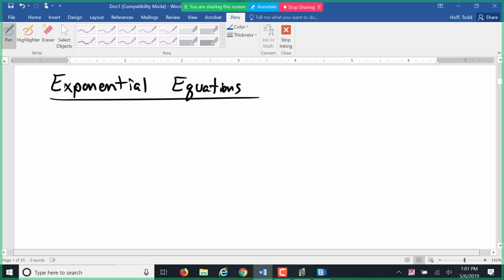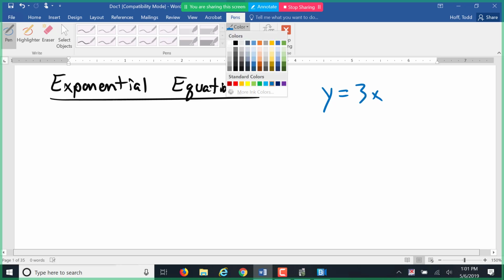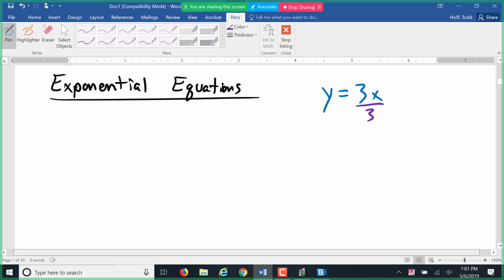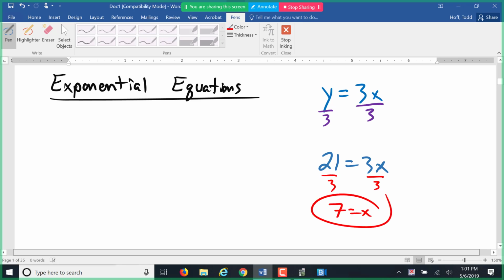Remember, when we solve an equation, if I had y equals 3x, the way we solved that was we divided by 3, right? In fact, it doesn't even have to be y equals 3x. It could have been a number, 21 equals 3x. We solved that by dividing by 3. We got 7 equals x. The reason we divided by 3 is when we looked at this equation, our variable x had been multiplied by 3. And the inverse of multiplying by 3 is dividing by 3.